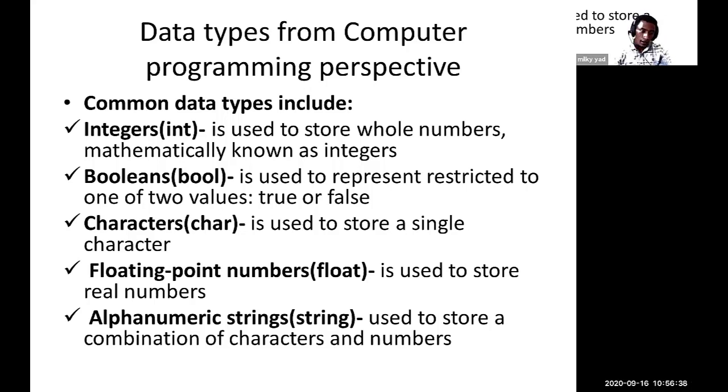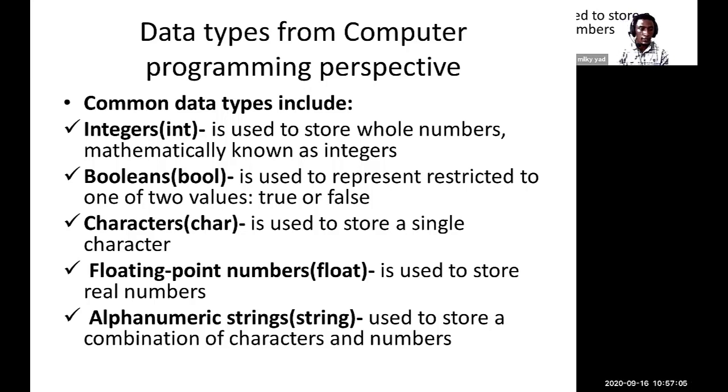The other one is character, or char. Character is a data type to store what? A single character or a single letter. For example, A, B, 1, 2, and so on, or even a special character, like a question mark, and so on. The other one is floating point number, or float.